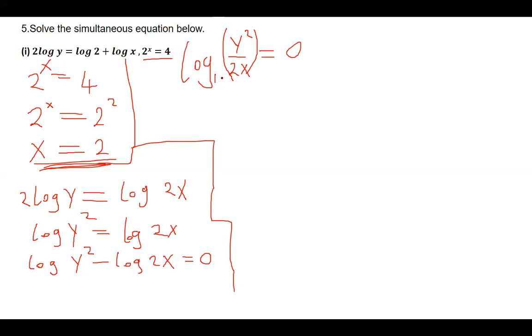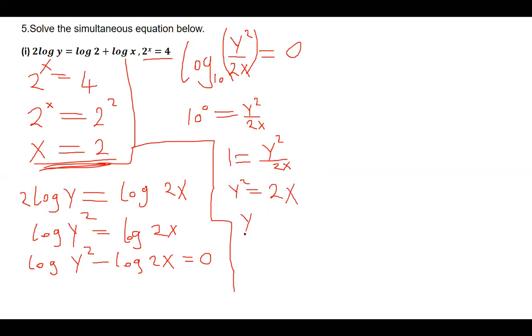So this is in base 10. When they are not indicating the base, it means that it's in base 10. So the base is 10, the power is 0, and this is equal to y squared over 2x. 10 raised to power 0 is just 1. Then we have y squared over 2x. When you cross multiply, you have y squared being equal to 2x.